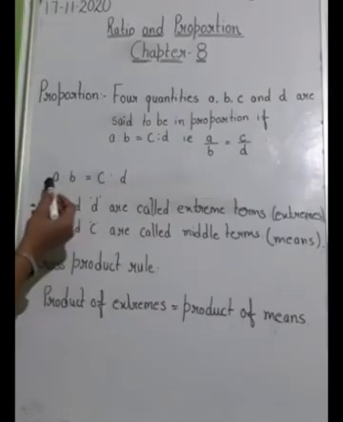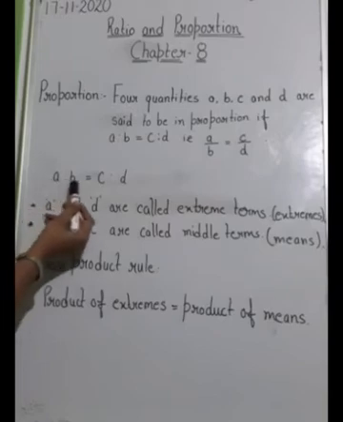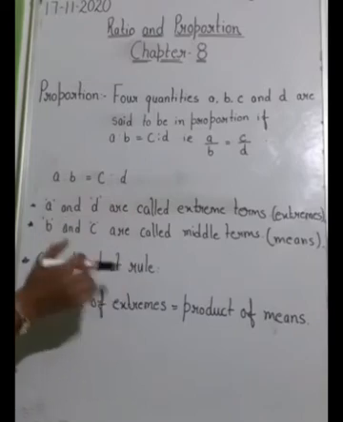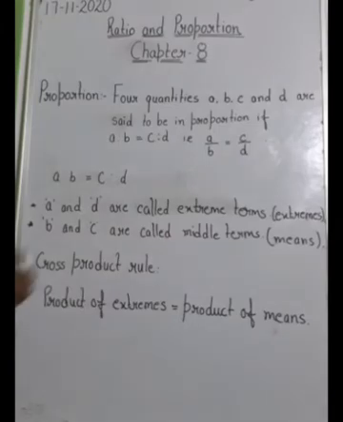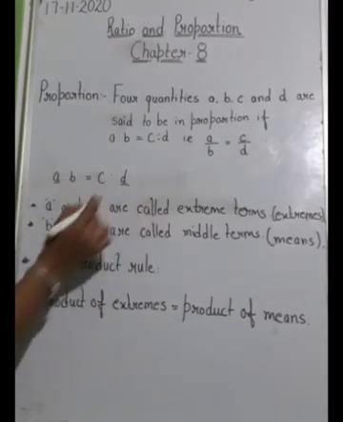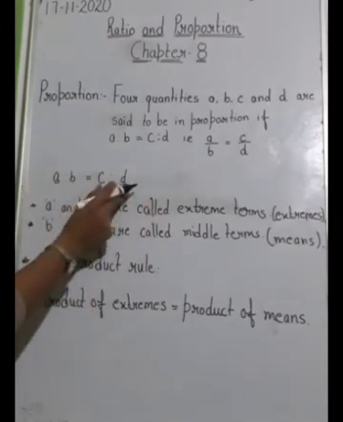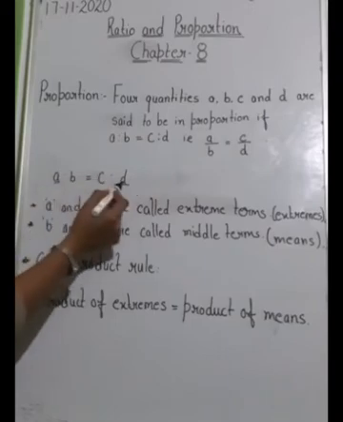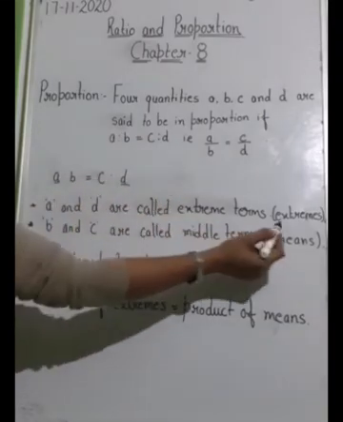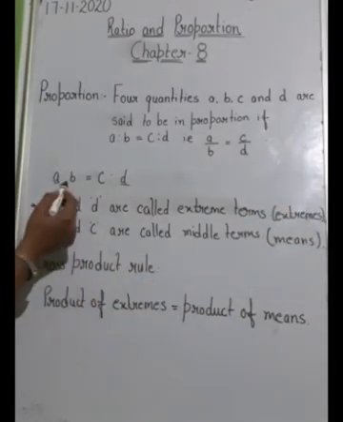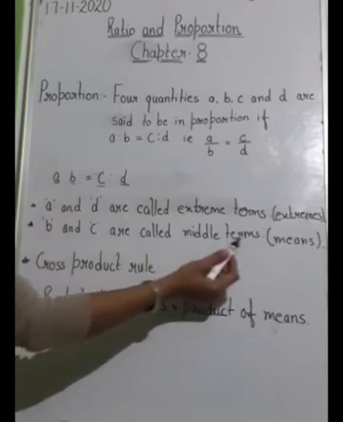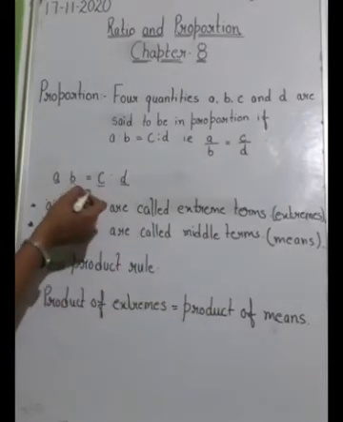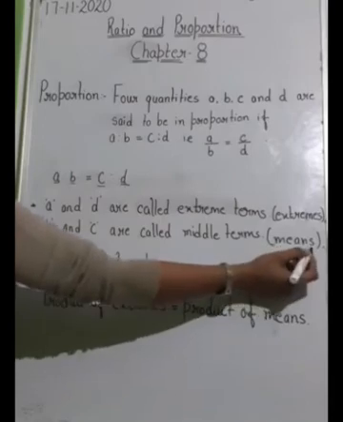Now class, next, I have written that A ratio B is equal to C ratio D. It means these four quantities are in proportion. Now the terms A and D are called the extreme terms. Why? Because they are at the extreme positions. They are also said to be extremes. And the middle terms, that is B and C, are called middle terms as they are in the middle, or they are also said to be means.